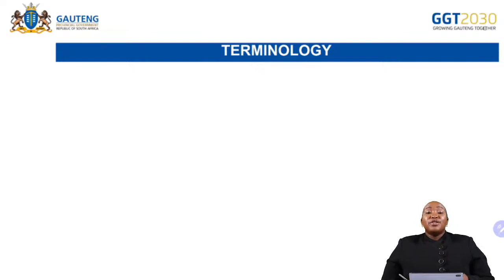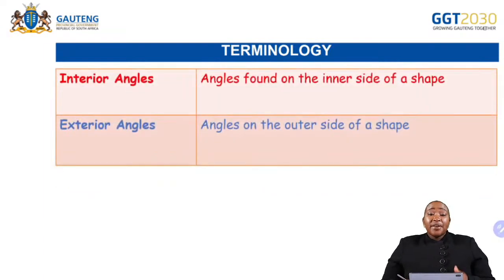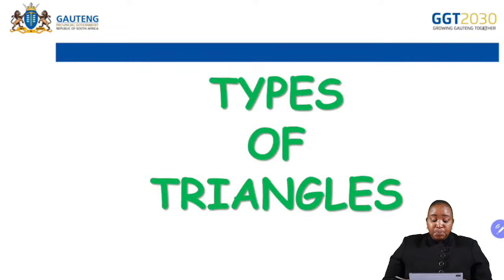Let's discuss some of the terms you are going to use today. Okay, interior means inside. So interior angles are angles found on the inner side of a triangle, right? And then exterior would be talking about outside. Therefore, exterior angles are angles on the outer side of a shape, all right? You're going to see some of these words as we go into the lesson.